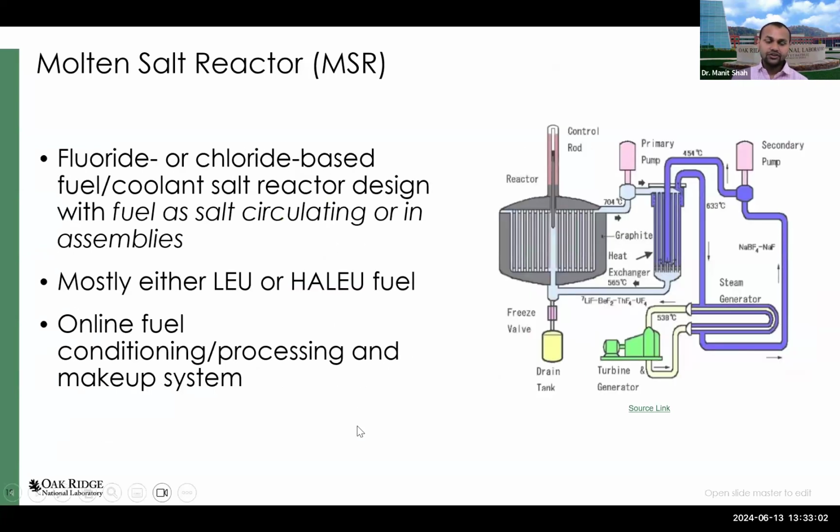Now, the last set is the molten salt reactor. Presently, there are fluoride-based designs being discussed, and this molten salt reactor category covers designs where molten salt is used as both coolant and fuel. There are also variations where the fuel is molten salt, but it's not loose; it's contained in an assembly in a fuel rod form. So there are designs of such variations as well.